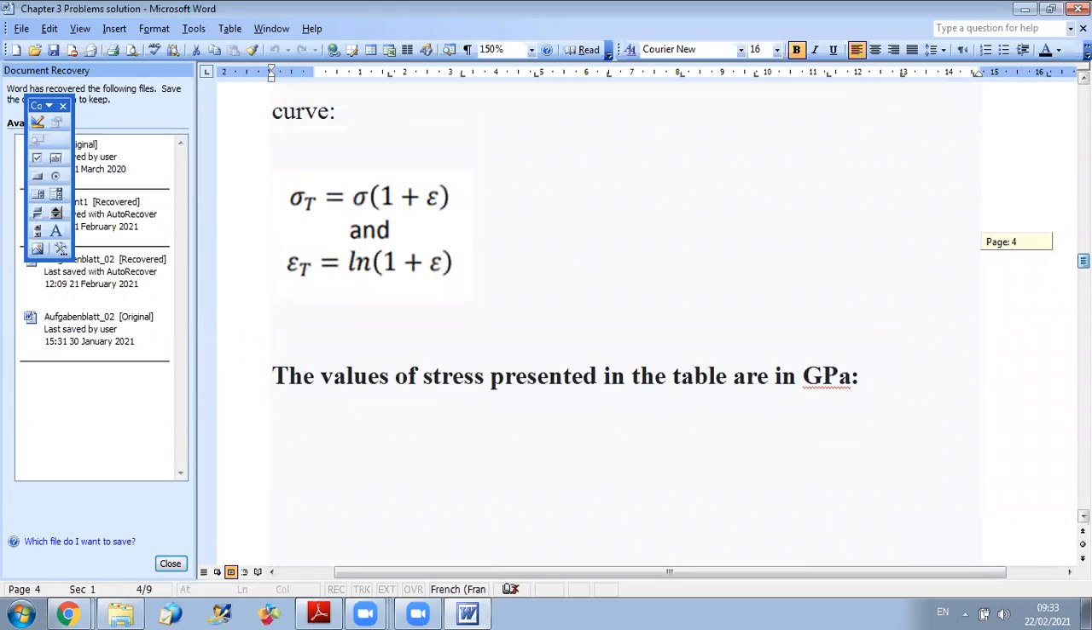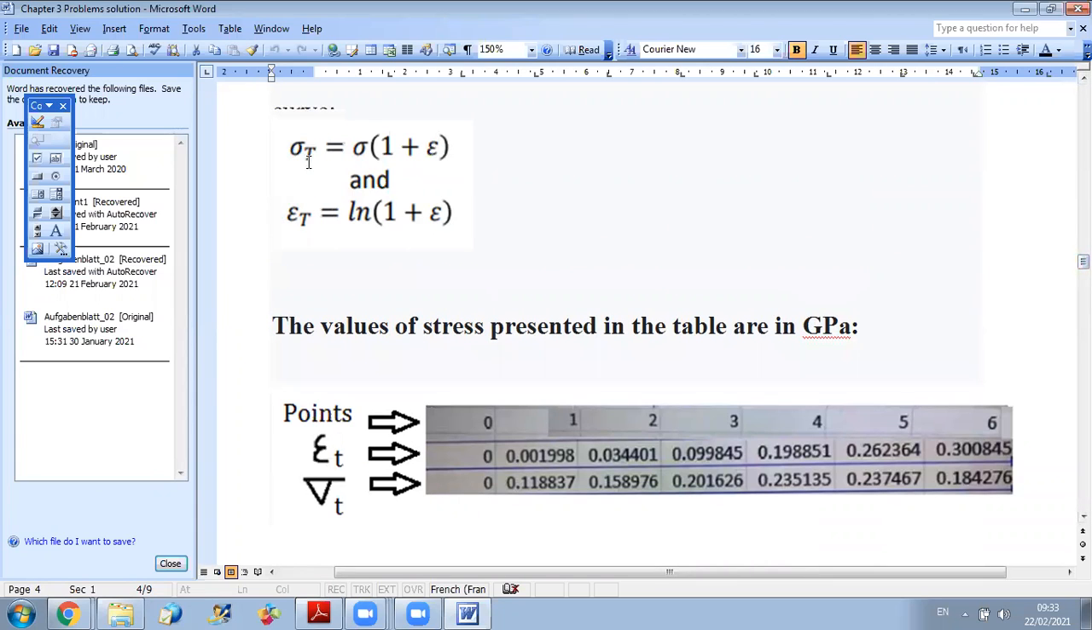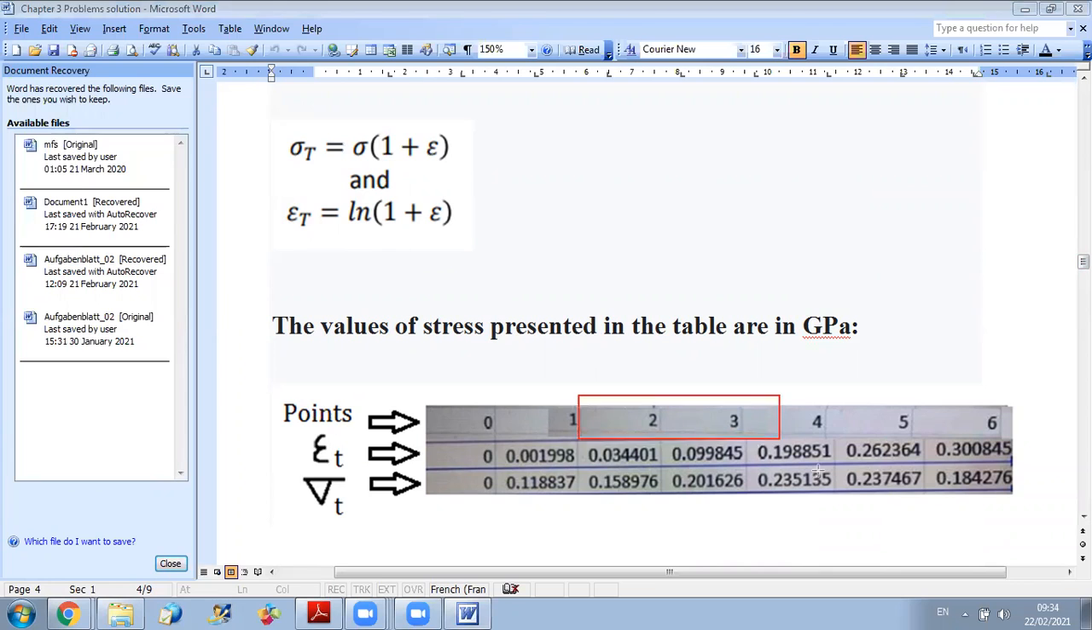Here it's already posted in this table. In this table, you have the calculation of epsilon true and sigma true. Based on the following formulas, sigma true equals sigma engineering times 1 plus epsilon engineering, and epsilon true equals ln of 1 plus epsilon engineering. Since you already have engineering values, you can deduce the true values, epsilon true and sigma true, and arrange them in a table. Then the points of interest will be these 3. So I can take as couples 2 with 3, or 2 with 4, or 3 with 4.